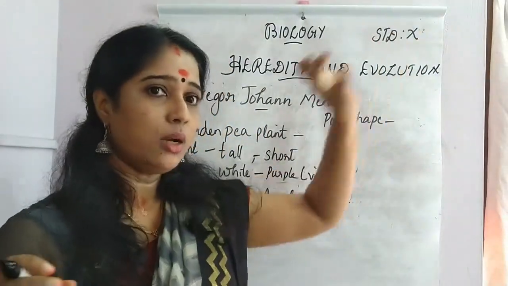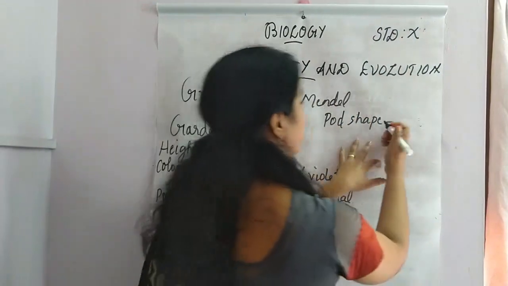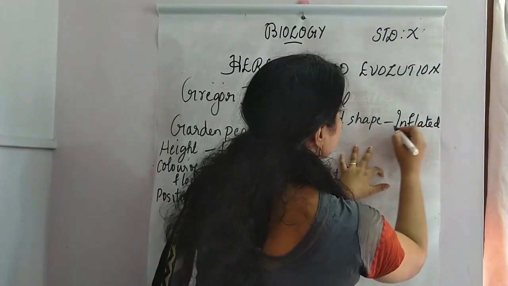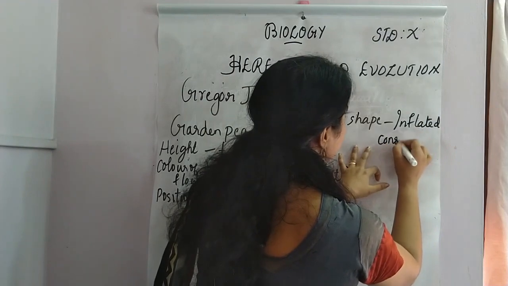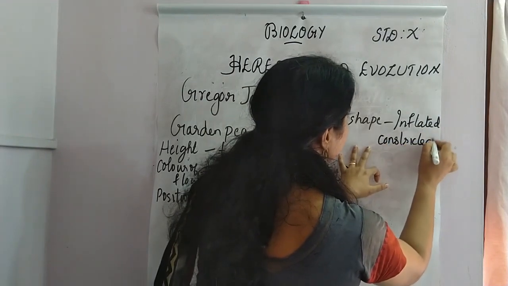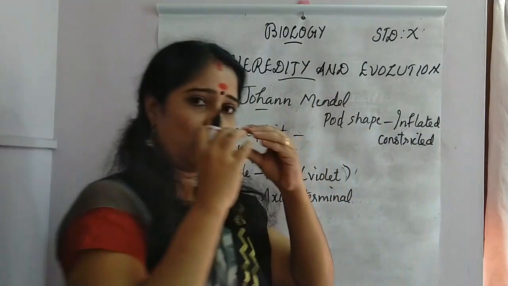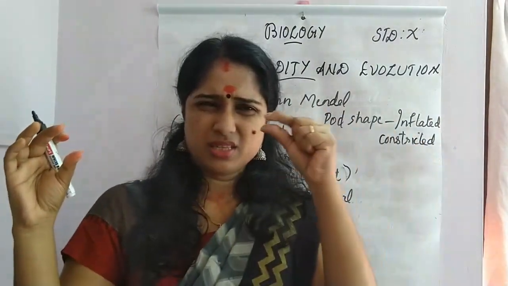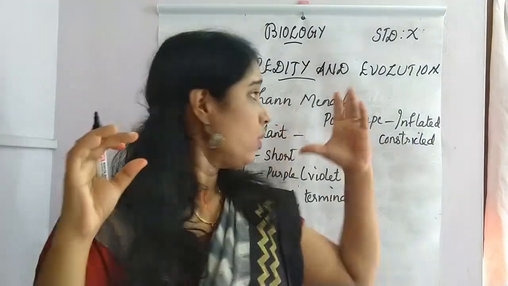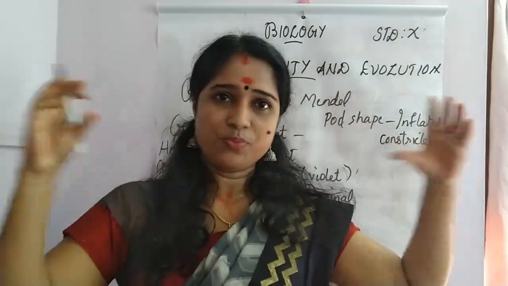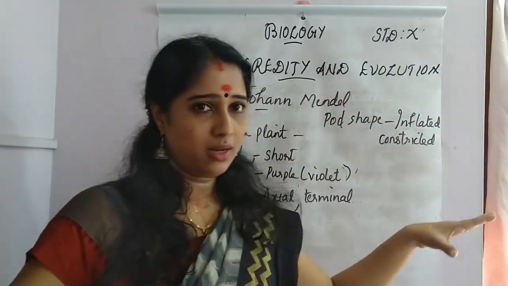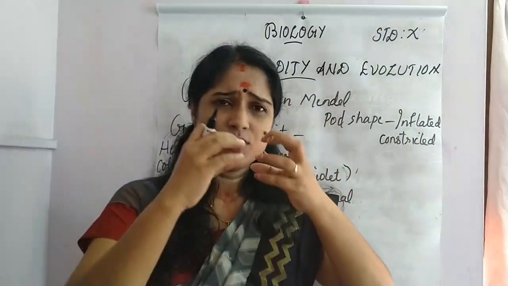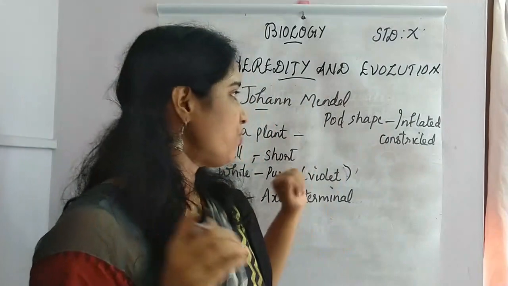That long thing is the pod, and pod shape may be inflated, and another one is constricted. Inflated means what? Normal, beautiful size, enlarged. Constricted means it wrinkles and shrinks. That is the constricted.